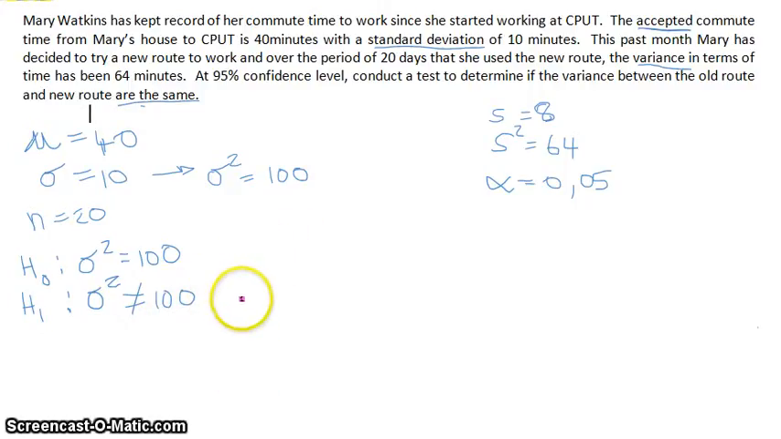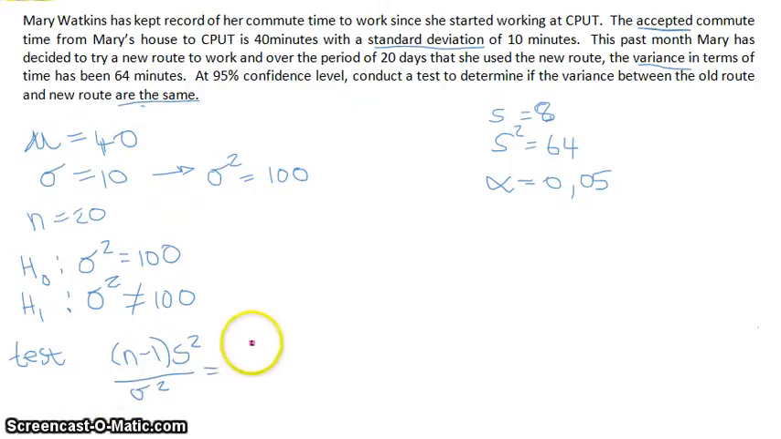We can then work out either our test statistic or our critical values. Whichever one you do first is not as important as getting them both right. But let us do the test statistic first. The chi-test statistic is n minus 1 times my sample variance divided by my population variance. So that would be 19 times 64 divided by 100, and I calculated this to be 12.16.